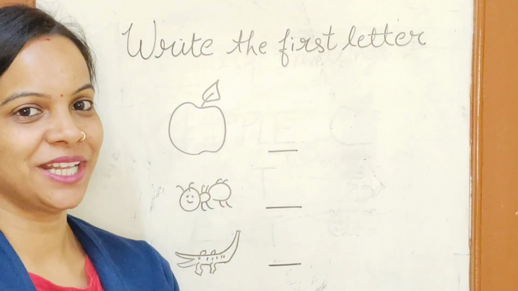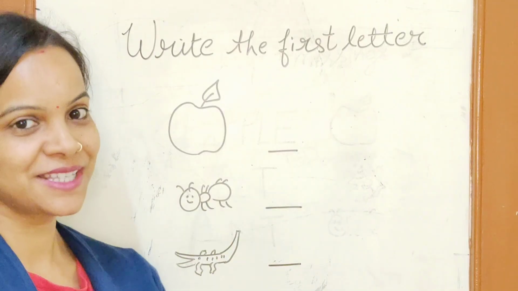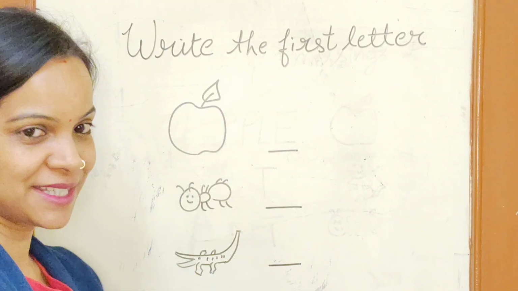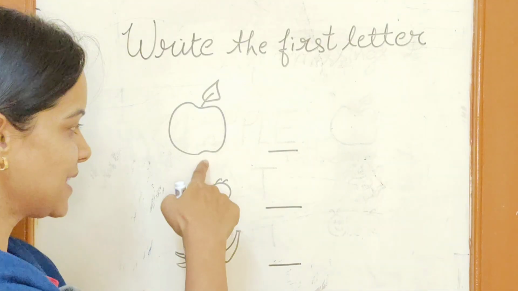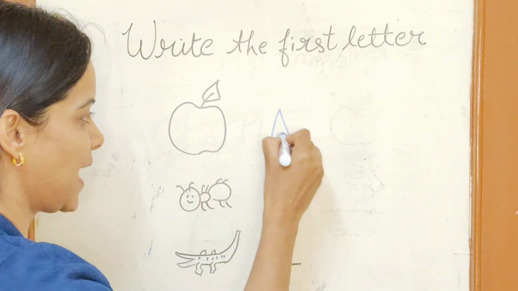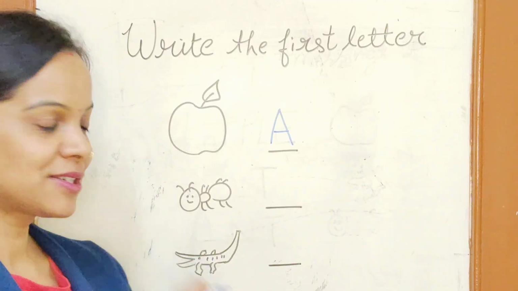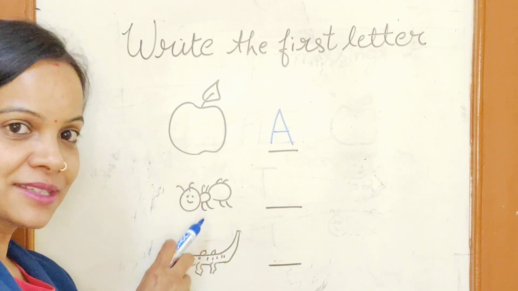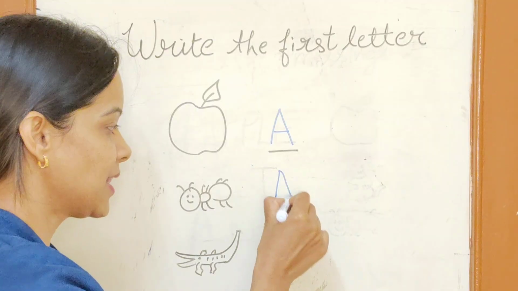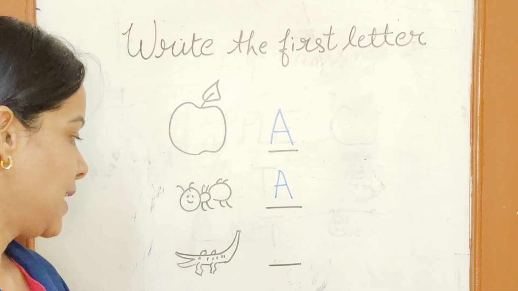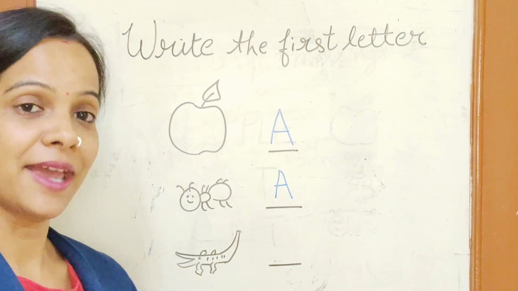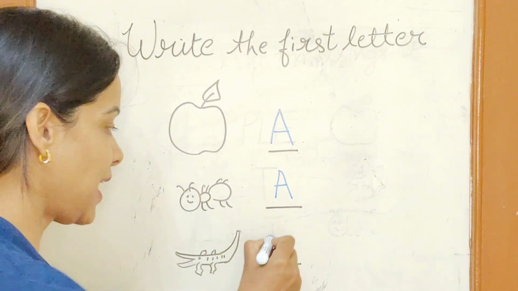Okay, the next question here. Write the first letter. So you have to write the first letter by recognizing the picture. This is an apple, as you all know. So apple starts with A. Next, find out what is the picture of this. This is a picture of ant. Ant starts with A. Next, this is a picture of an alligator. An alligator starts with A.